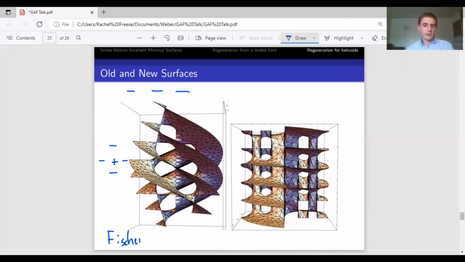Oops, did you see there? Cool. Okay. So this is an old surface that basically we're getting back. And plus it looks really cool. But this one is new. So this one has planar ends, a planar screw motion invariant.